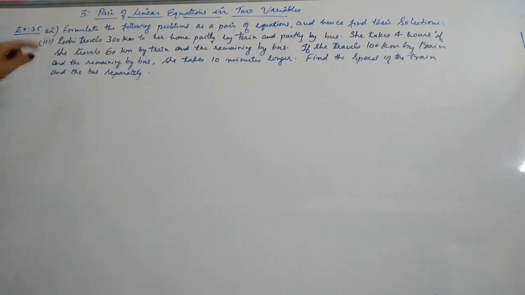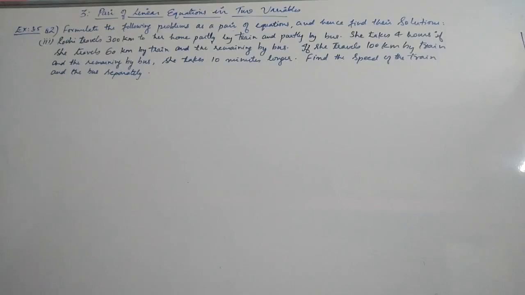Third subdivision of question number 2 is, Ruhi travels 300 km to her home partly by train and partly by bus. She takes 4 hours if she travels 60 km by train and the remaining by bus. If she travels 100 km by train and the remaining by bus, she takes 10 minutes longer. 10 minutes longer means 4 hours 10 minutes. Find the speed of the train and the bus separately.